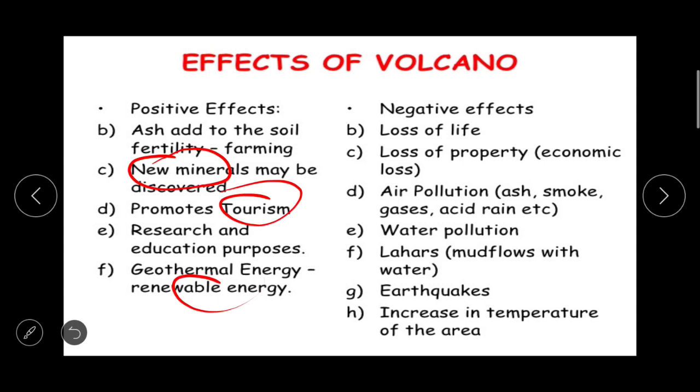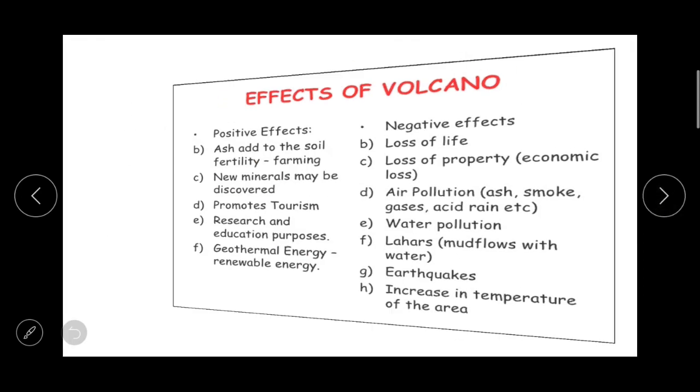Land may become fertile due to volcanic ash. Many minerals are found near the earth's surface because of lava. New land is formed due to volcanic eruption, or at times an island may even disappear. Lakes are formed at the mouth of the craters of dead volcanoes when rainwater accumulates in them. Water pollution, earthquakes may occur due to volcano, and increase in temperature of the area. So, these are the effects of volcano.